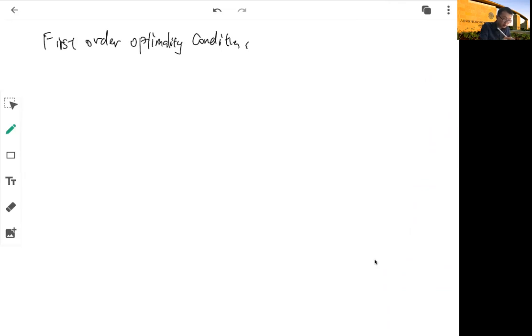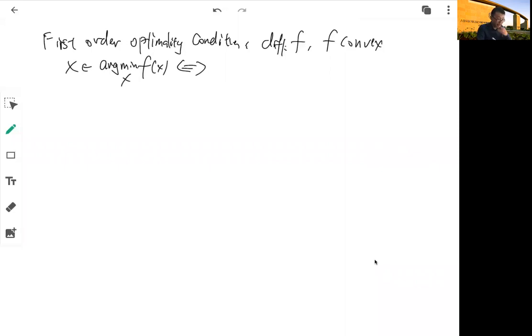Okay, so what it is saying is that for differentiable f, f is convex. Then x is in the argmin of f if and only if it satisfies that the gradient of f(x) transpose (y minus x) is non-negative for any y inside the convex set C.